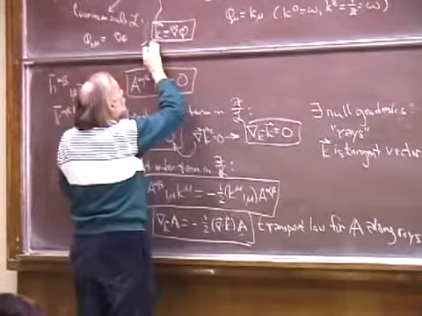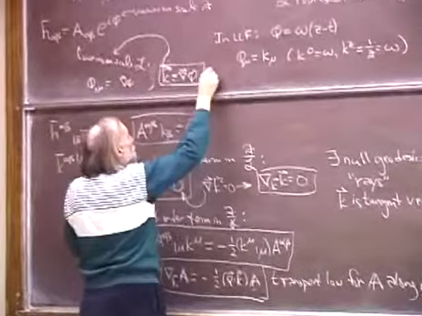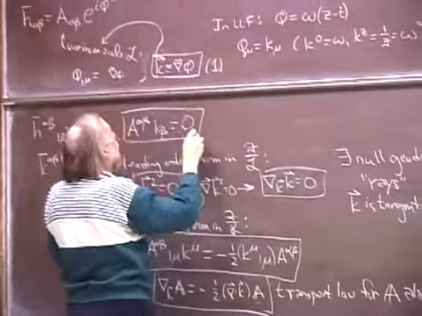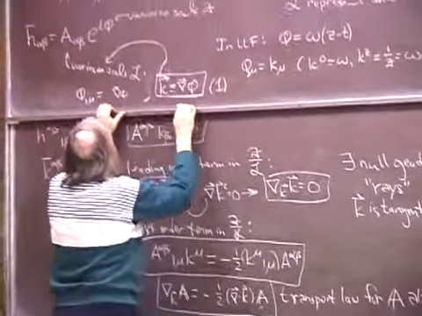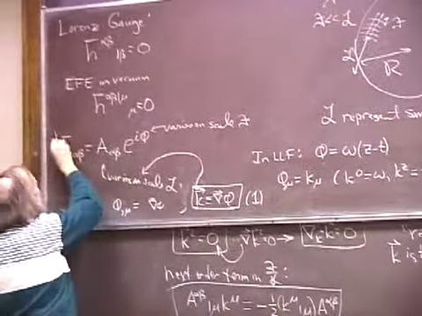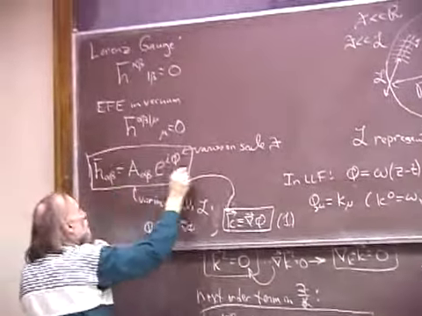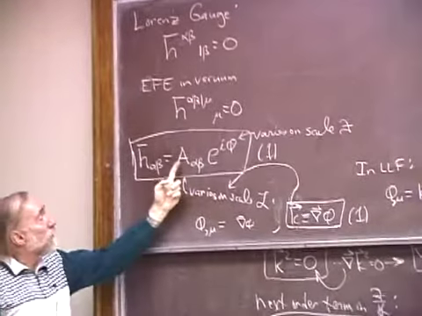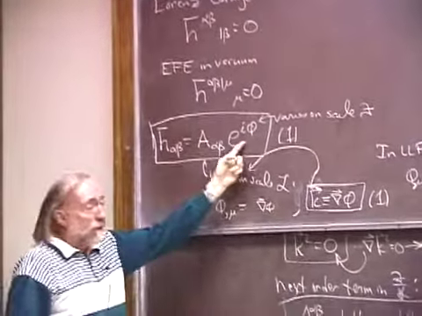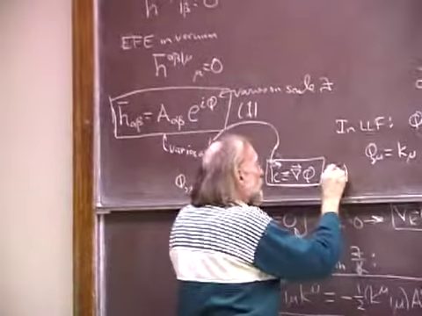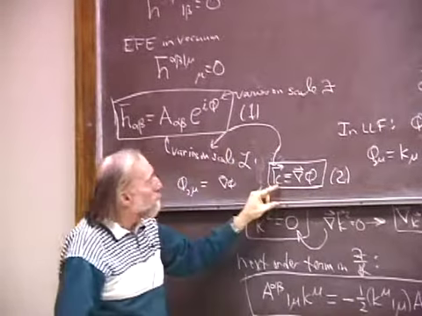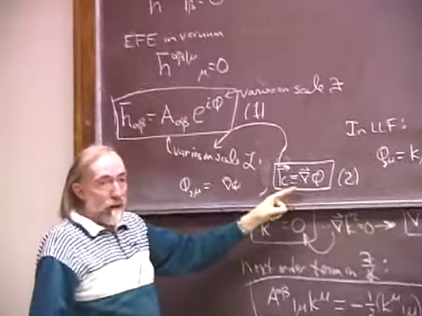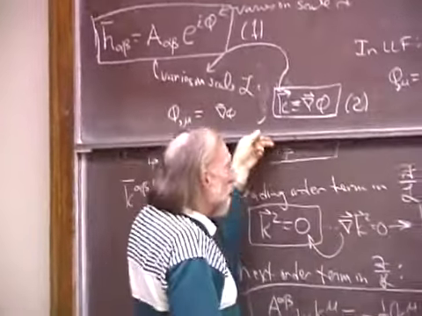First of all, we have the relationship between k and phi. Let me call that equation number 1. Well, equation number 1, way back up here, is the gravitational wave field in terms of its amplitude and its phase. Equation number 2 says how you get the wave vector from the phase, the rapidly varying phase.